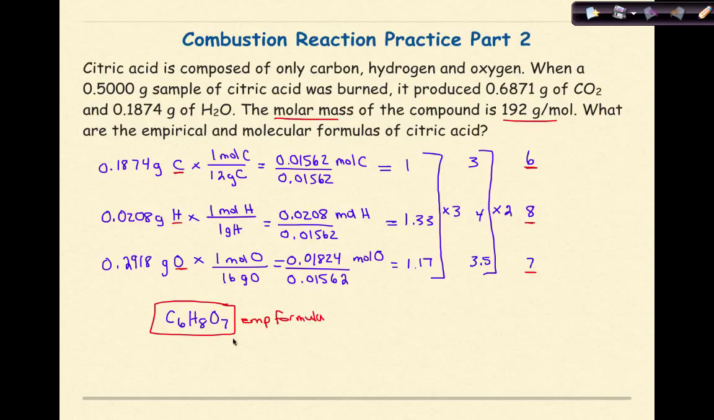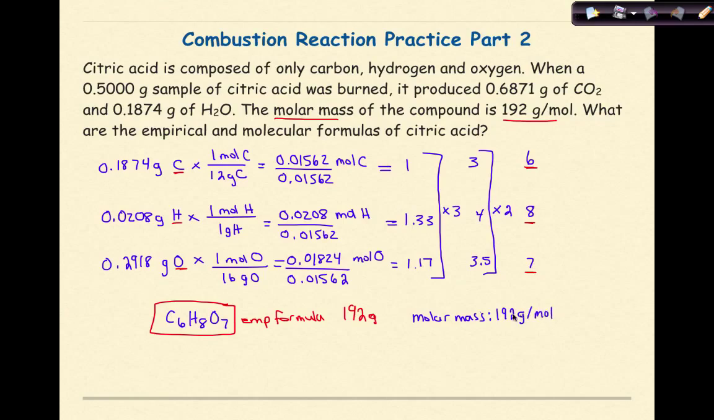What I need to do in order to get the molecular formula is I need to start out by finding the empirical mass of this. So if I add together 6 carbons, 8 hydrogens, and 7 oxygens, turns out I get 192 grams. So now that we have this empirical mass, how does that relate to the molar mass? Well, the molar mass that they give you, so we're just going to write molar mass, which is the same thing here as molecular mass. Molar mass, 192 grams per mole.